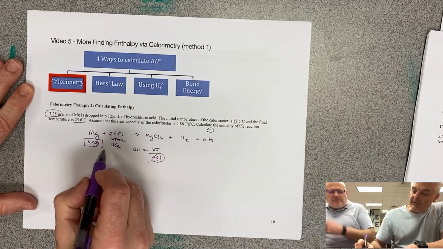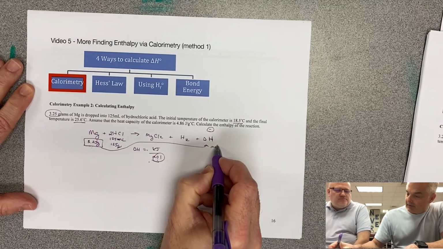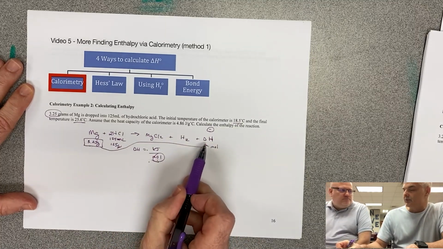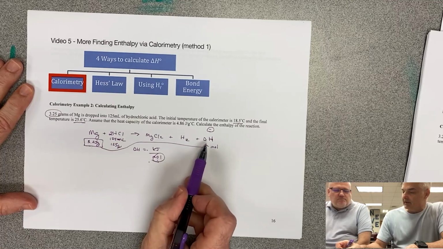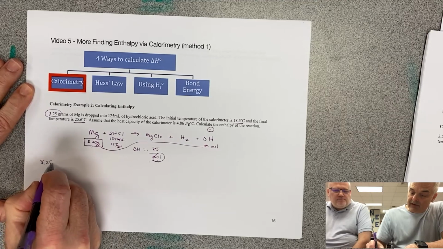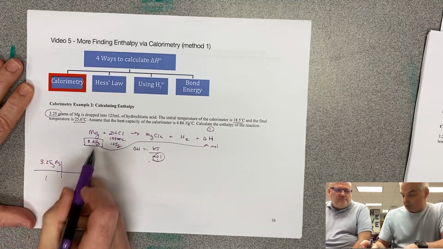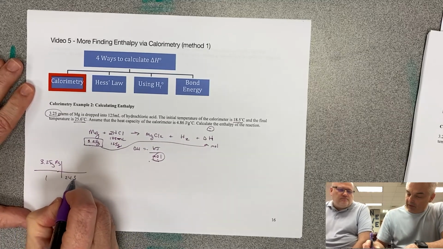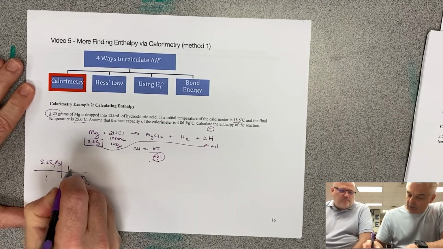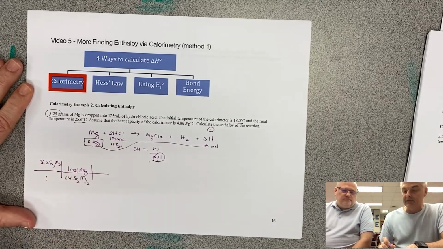So what I'm going to do is convert grams of this into moles of H, which is weird, but that's what we're going to do. We're just going to get the moles. So I'm going to take 3.25 grams of Mg over 1. Now I want to convert grams to moles of magnesium. There's 24.3 grams of Mg in 1 mole of Mg. I got that from the periodic table, so just look it up on your periodic table if you don't know that.